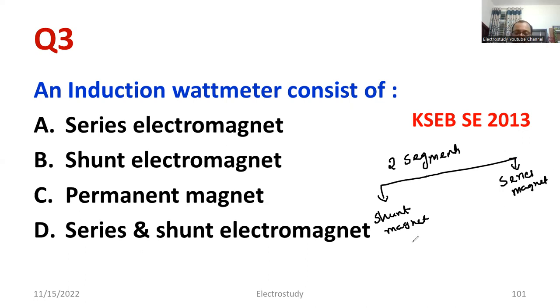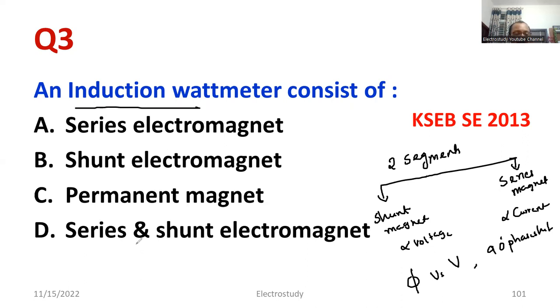The shunt magnet is directly proportional to the supply voltage. The series magnet is directly proportional to the current flowing through the load. Moreover, the flux and applied voltage have a 90-degree phase shift. Okay. So these are the basic information on induction wattmeter. So an induction wattmeter comprises of, which is the right answer, obviously, series and shunt electromagnet. That is a specialty, right? So this is regarding the induction type wattmeter.